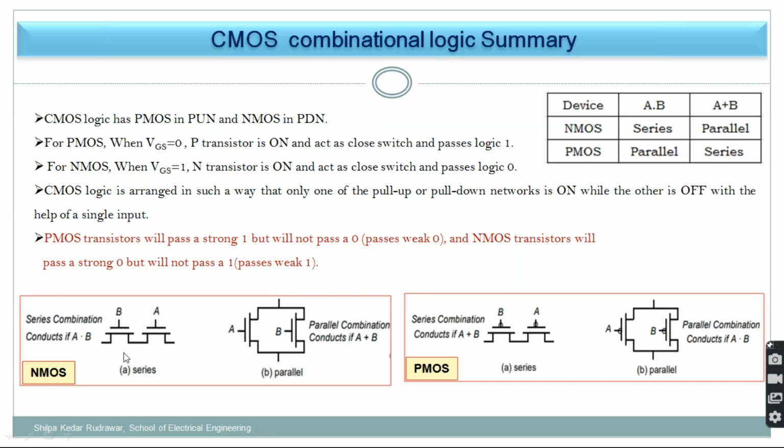For NMOS, whenever there is A into B, the transistors will be in series, and for A plus B the transistors will be in parallel. The same way for PMOS, the opposite of this, and you just need to remember that you need to put the bubble in front of that gate.